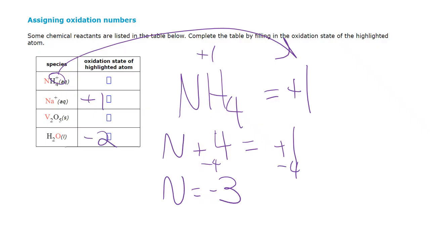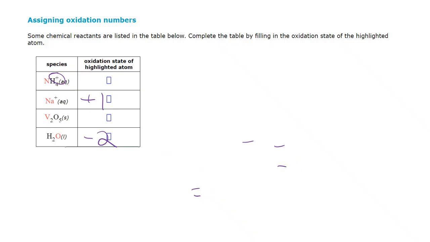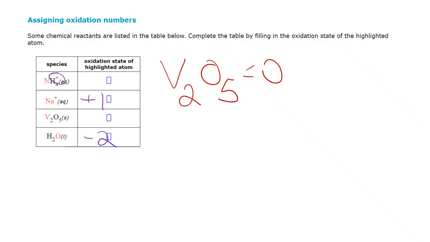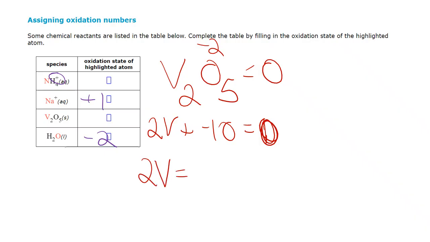Last one, oxygen. And I'll do that V2O5 algebraically. V2O5, there's no charge on that compound. So 2 times V minus 10 equals 0. Oxygen's a -2, -2 times 5 is a -10. So 2V equals 10. So V must equal +5.